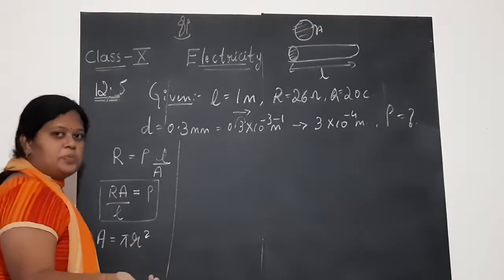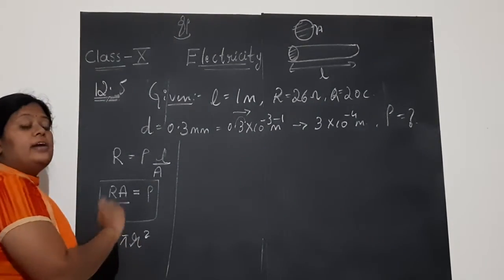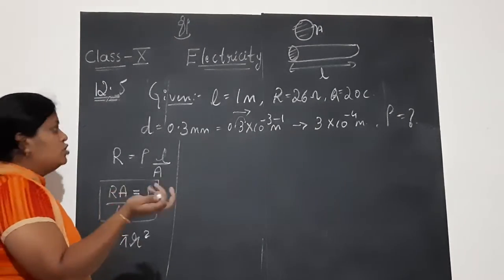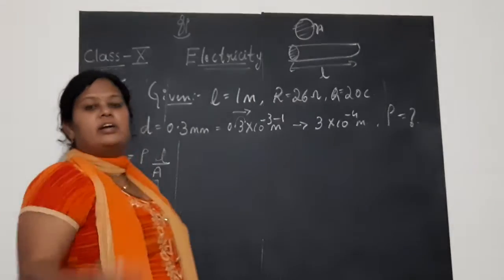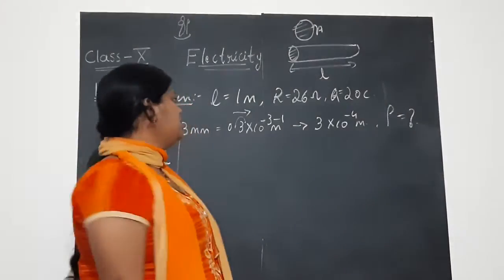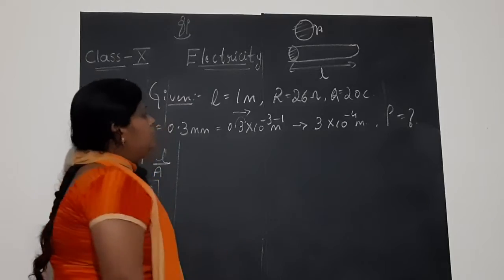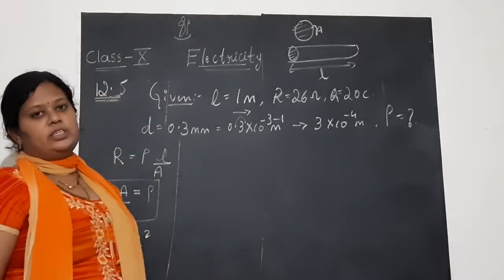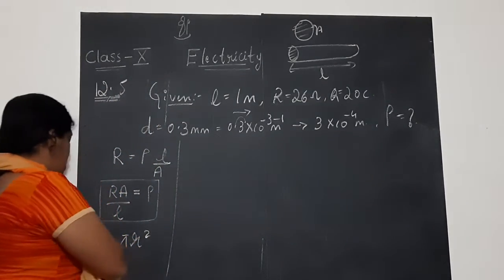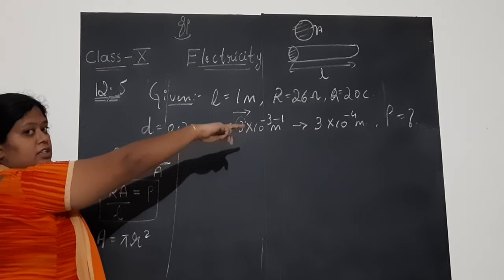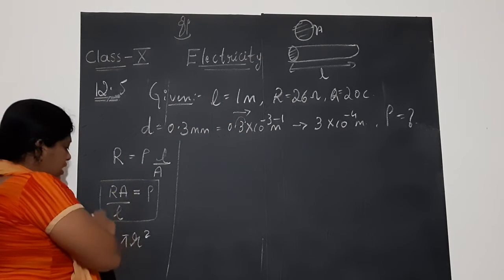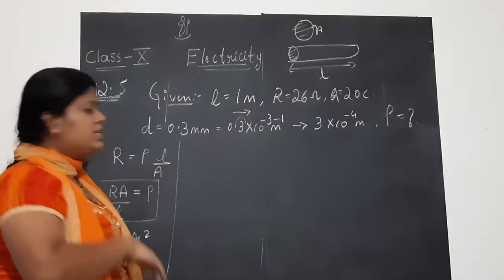Pi, yes, we can substitute 22 by 7. R square, radius we want. Do we have radius? No, but they have given us the diameter. Diameter divided by 2 gives the radius. So you can simply divide the diameter by 2 and substitute the radius in the formula. Now I am not going to divide 3 by 2 separately, but directly while substituting in the formula I will simplify it.